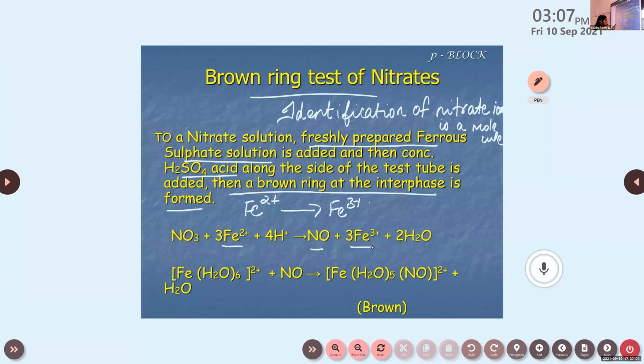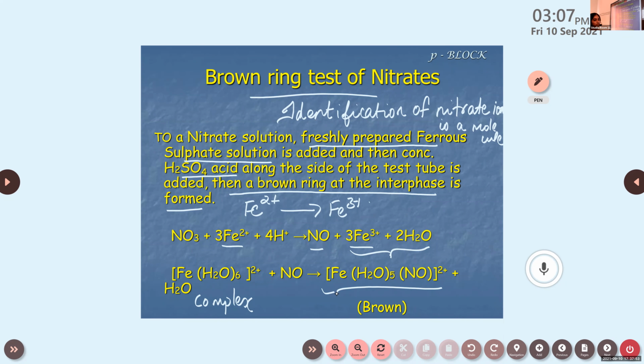I will repeat it once again. This Fe2+ ion will act as a reducing agent. So it will reduce the nitrate ion present in nitric acid to nitrogen oxide. And this ion will form a complex, [Fe(H2O)6]2+. These two react together to form a complex, that is [Fe(H2O)6]2+. And it will react with this nitrogen oxide to form a big complex, a brown colored complex. That is the brown ring formed in the junction between these two liquids. Clear, children? So this is the chemical reaction that takes place there.